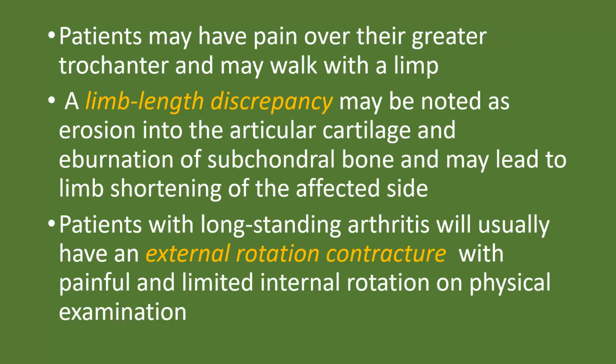Patients may have pain over the greater trochanter and may walk with a limp. A limb length discrepancy may be noted, due to loss of cartilage and collapse of the subchondral bone, and may lead to limb shortening of the affected side. Patients with long-standing arthritis will usually have an external rotation contracture with painful and limited internal rotation on physical examination.